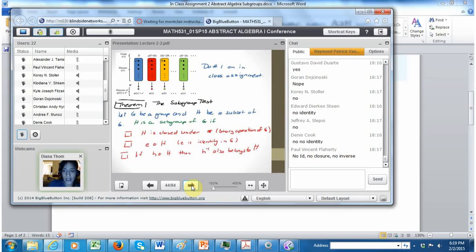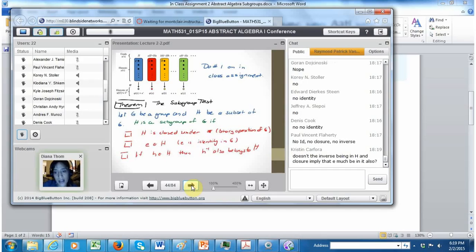And I noticed on the side looking at my chat box that you quickly wrote no identity, no closure, no inverse. So you already were kind of seeing the development of the subgroup test. So you don't have to show H is a group all by itself. You can easily just show that these 3 properties hold, and then it's a subgroup by just these 3 properties.